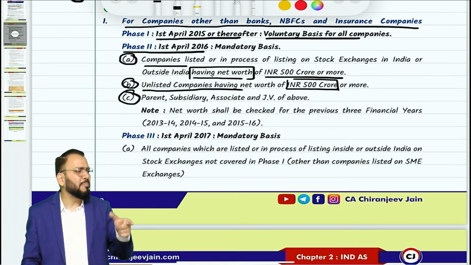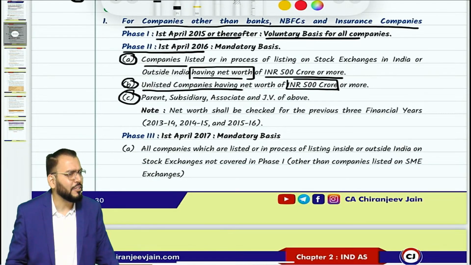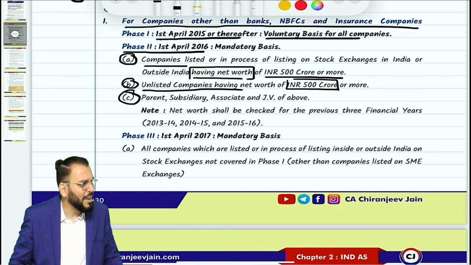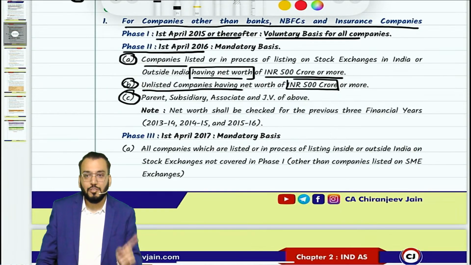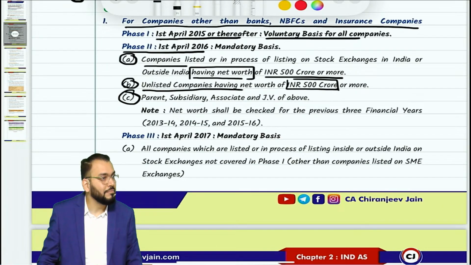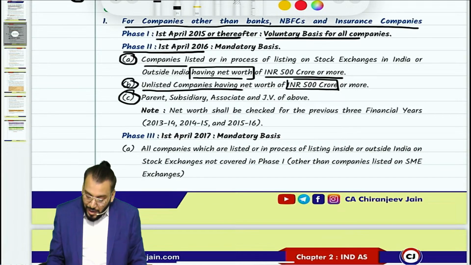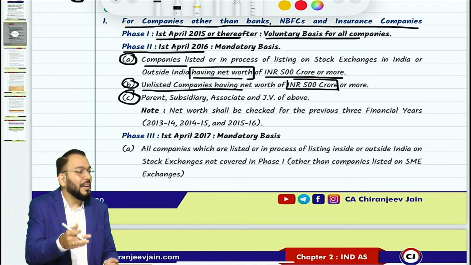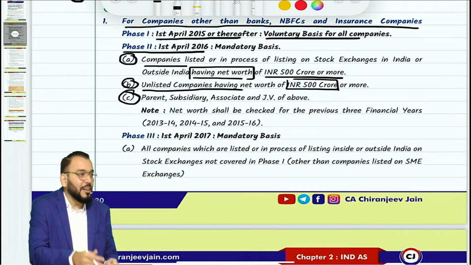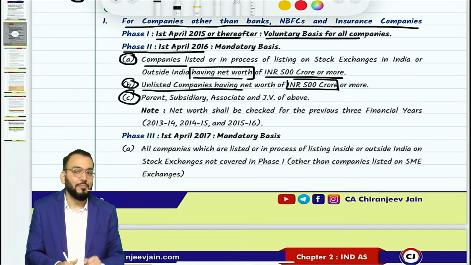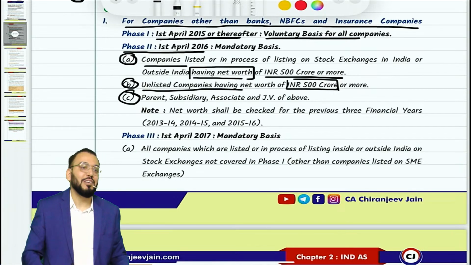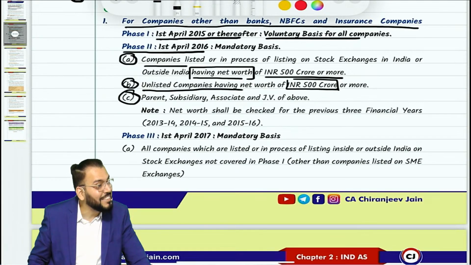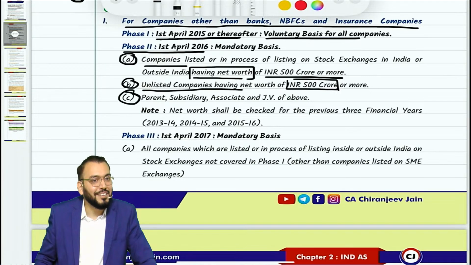Can I say it this way: A plus B, any company having a net worth of 500 crore or more? I can combine these two points. Any company, whether listed or not listed, having a net worth of 500 crore or more. This was from 1/4/2016. Correct? Point C: any company which is a parent company, subsidiary company, associate company or joint venture of the above, meaning A and B, to them also Ind AS will be applicable even though net worth is less than 500 crore.